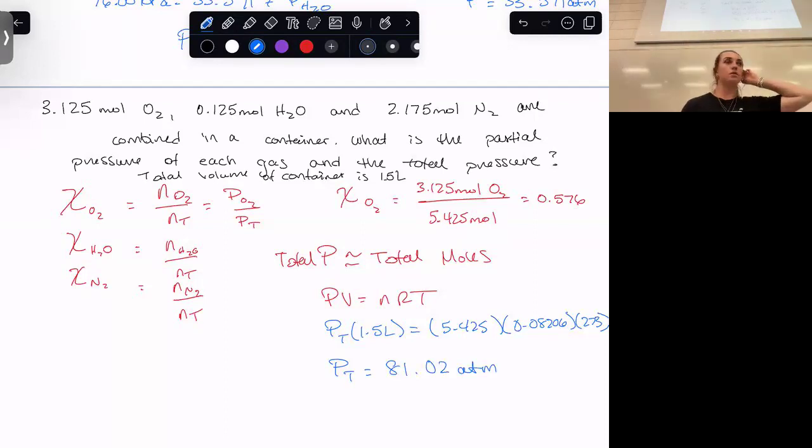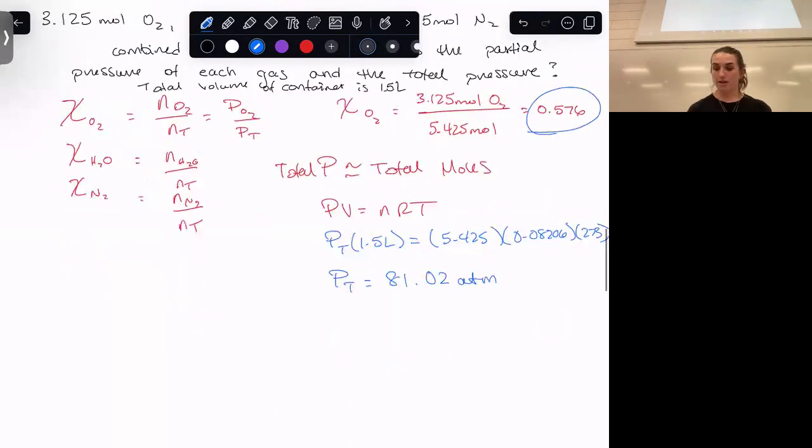Does everyone see why that is? It is a lot of pressure. Again, making it up on the fly. All right, does everyone see how we found total pressure based off the total moles? Right. So now we know that this value, 0.576, is the percentage of oxygen that makes up this pressure. So now we can say that 0.576 is equal to the pressure of oxygen over our total pressure.